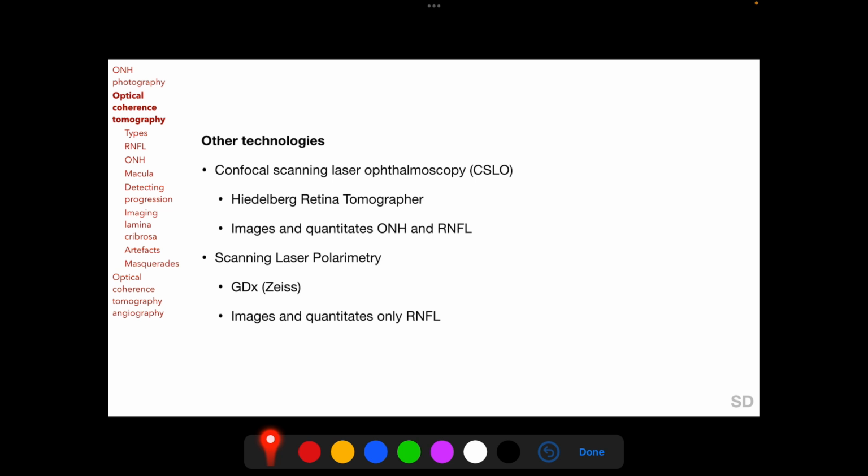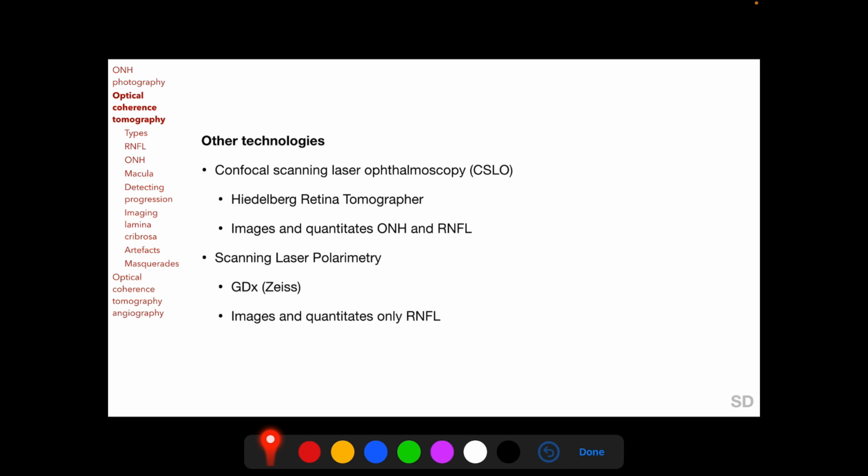Prior to the wide availability of OCT, other technologies which were available to image and quantitate the optic nerve head and the retinal nerve fiber layer were confocal scanning laser ophthalmoscopy or CSLO, which was available with the Heidelberg retina tomographer, which could image and quantitate both the optic nerve head and the retinal nerve fiber layer. Although called a retina tomographer, Heidelberg retina tomographer was specifically meant for analyzing the optic nerve head and the retinal nerve fiber layer in glaucoma. In contrast to OCT, which images the retina in cross-section, CSLO used to image the retina in planes parallel to the surface of the retina.